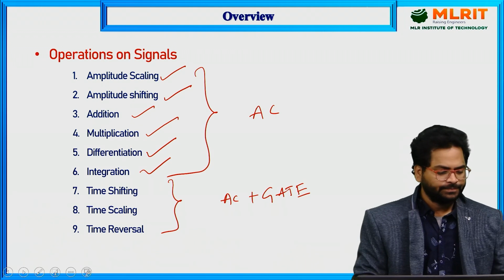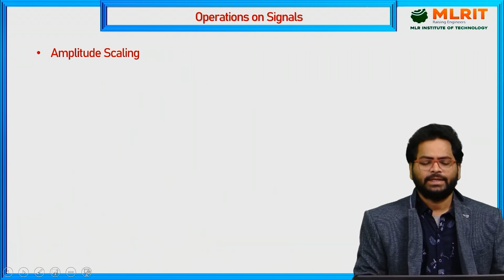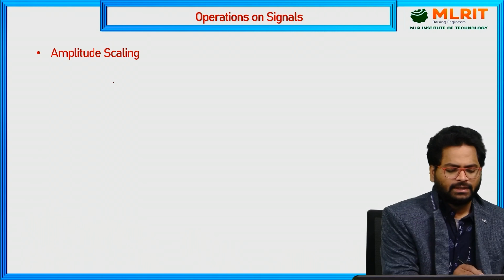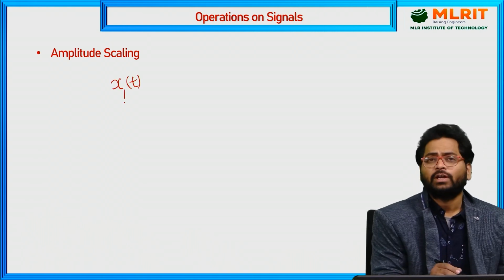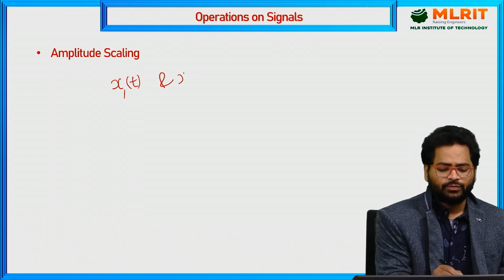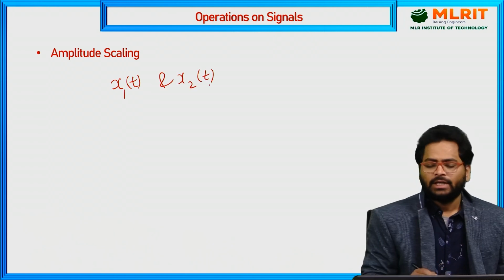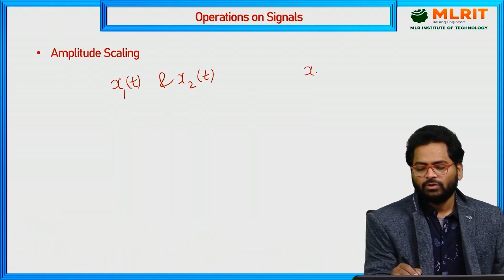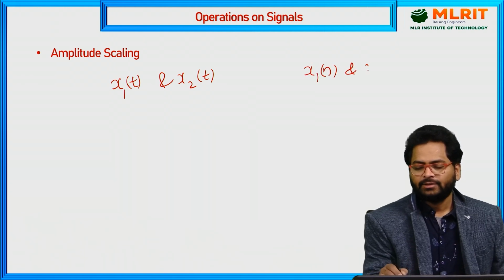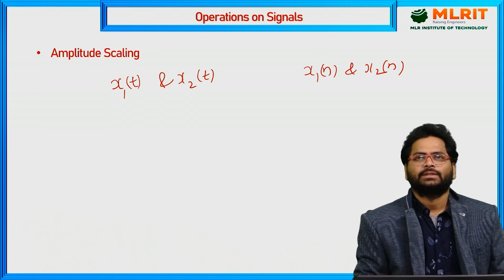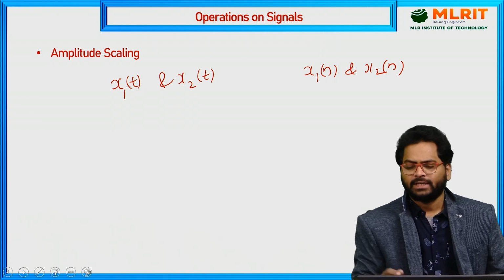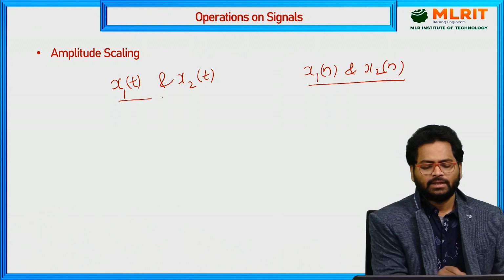The first one is amplitude scaling. If you take signals x1 of t and x2 of t, these are in the continuous domain. Similarly, x1 of n and x2 of n are in the discrete domain. So these are the two sets: one in the continuous domain and the second in the discrete domain.